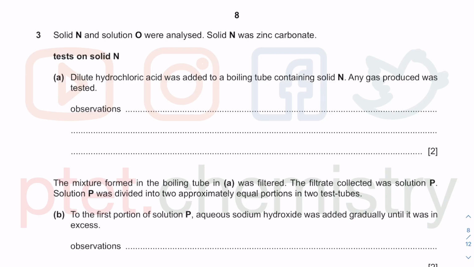In this question number 3, we had a solid N and also a solution O. We were told that this solid N was zinc carbonate. That means it contains Zn2+ ions and also CO3 2- ions.